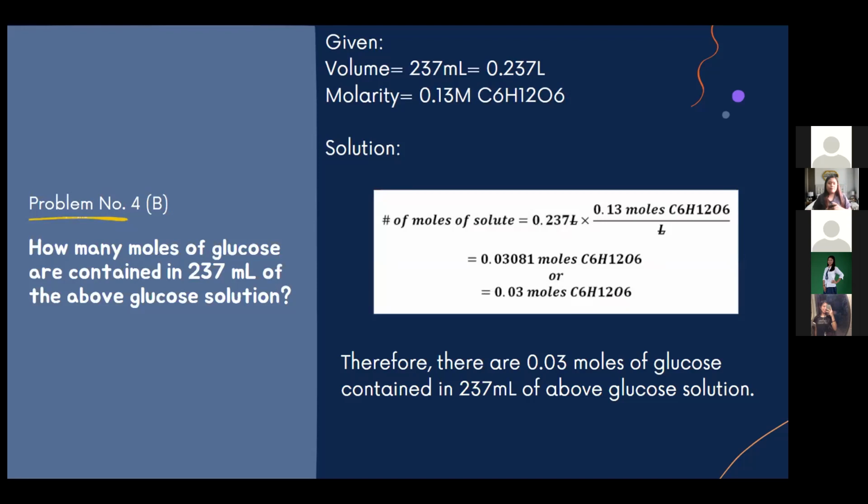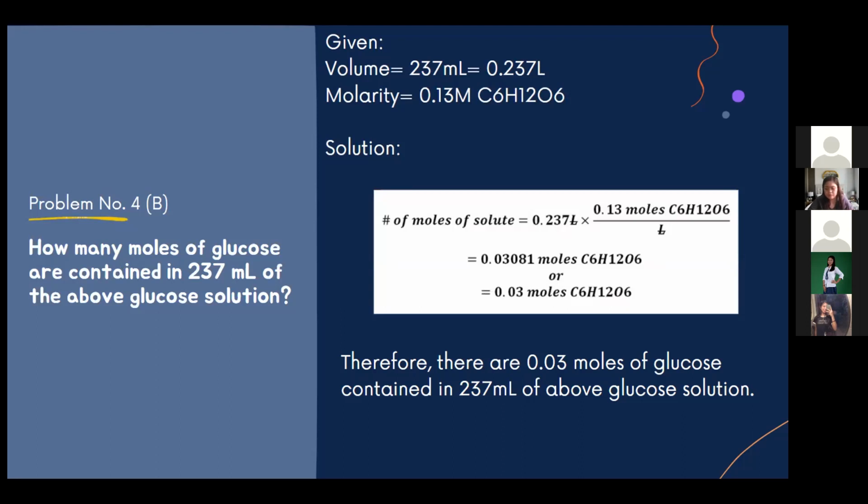How many moles of glucose are contained in 237 ml of the above glucose solution? We have the given of 237 ml, and if we convert it to liters, it will become 0.237 liters. We have the 0.13 M. We are looking for the moles of the glucose.